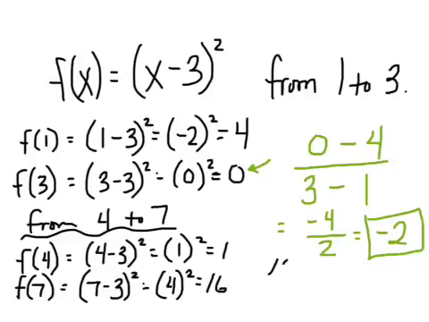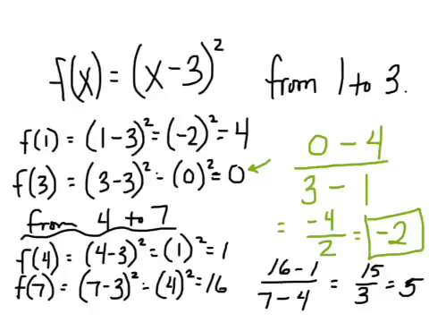So again, I take the second answer minus the first answer, divided by the second number I put in minus the first number I put in. So I end up with 15 over 3, which reduces down to 5. So at that moment in time, that's what's happening. So in the first one, it was going down by 2, and the second one, it's going up by 5. That's what it means to find the average rate of change between two things.